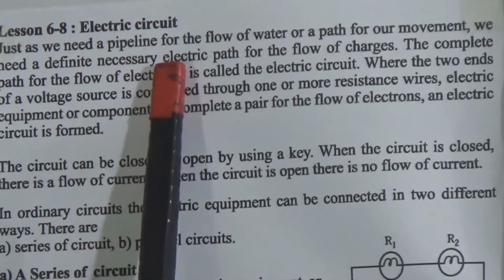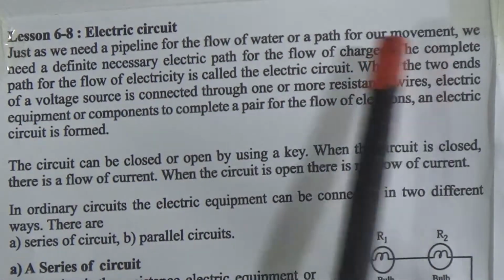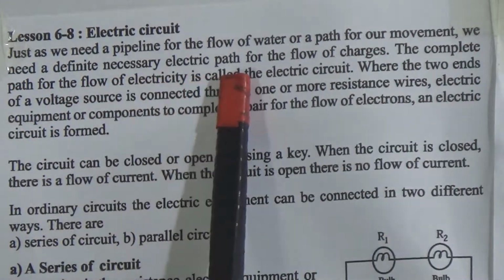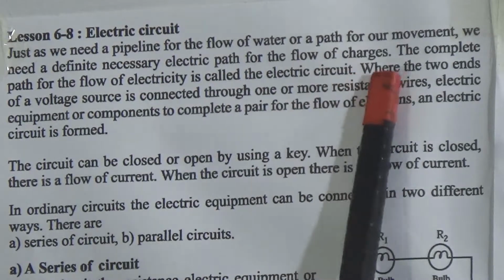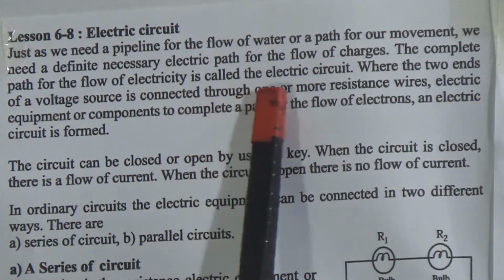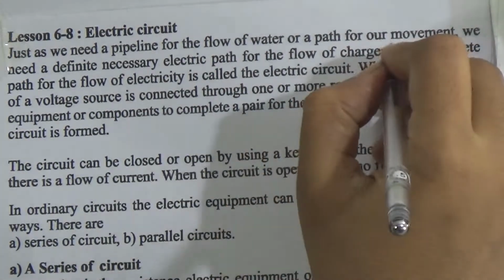Just as we need a pipeline for the flow of water or a path for our movement, we need a definite, necessary electric path for the flow of charges. The complete path for the flow of electricity is called an electric circuit. This is the definition of an electric circuit.